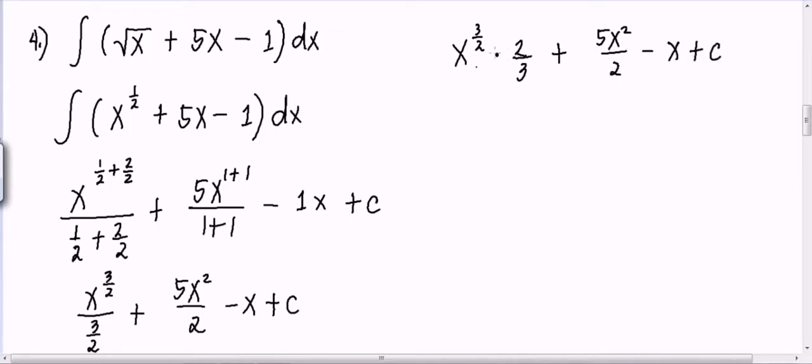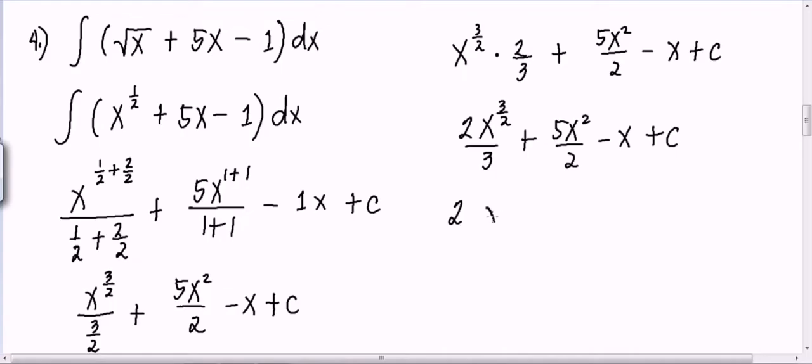So, pag minultiply ko yan, that would be 2x raised to 3/2 over 3 plus 5x squared over 2 minus x plus c. So, this can be your final answer. Pero pwede nyo rin namang ibalik siya sa radical. So, pag binalik ko to sa radical, para wala kayong fraction na exponent, pwede na to guys. Pwede nang tanggapin na sagot to kasi wala naman tayong negative exponents. Pero kung gusto nyo siyang ibalik sa radical, pwede rin. So, magiging 2 and then x.